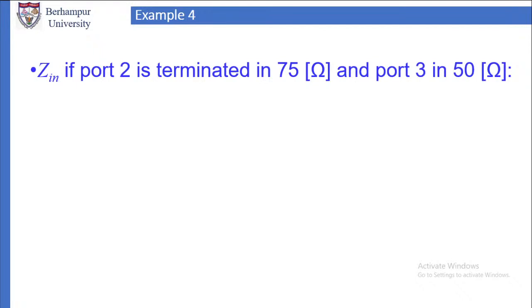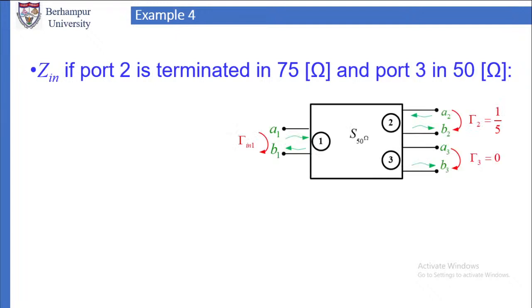Now we will come to the second condition. Z in if port 2 is terminated in 75 ohm and port 3 is terminated in 50 ohm. Okay. When port 3 is terminated in 50 ohm, it is perfectly matched. Therefore, gamma 3 is equal to 0. Port 2 is terminated in 75 ohm, so it is not perfectly matched. Then you can find out gamma 2. Gamma 2 is equal to Z in minus Z0 by Z in plus Z0. Z in is 75, so 75 minus 50 by 75 plus 50, which gives you 25 by 125, which is 1 by 5. So gamma 2 is equal to 1 by 5.